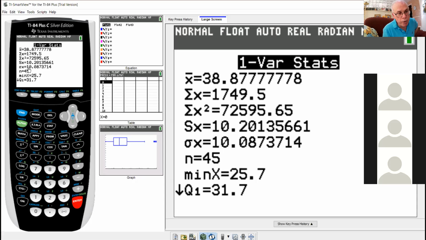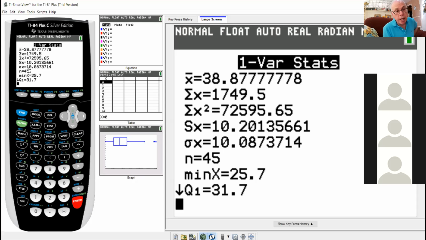So you pick the one that is appropriate for the problem that you're doing. If the problem deals with a sample, we use the S. If the problem deals with a population, we use the sigma. Okay, but that's the standard deviation that's listed in your calculator.